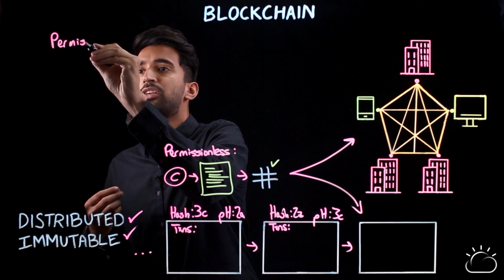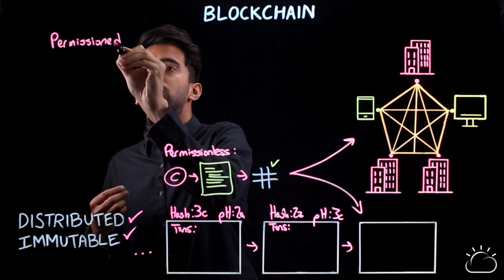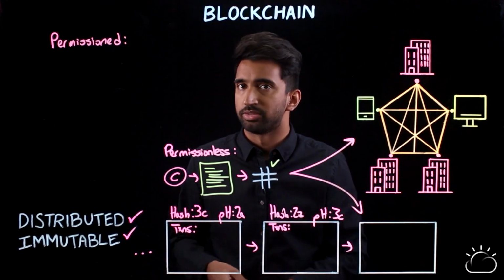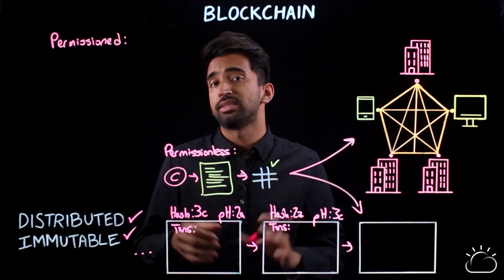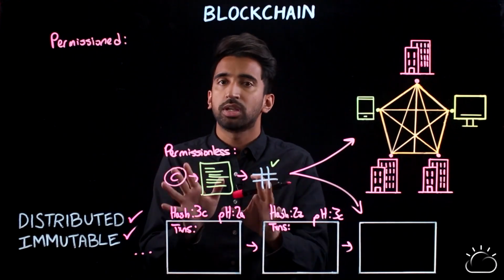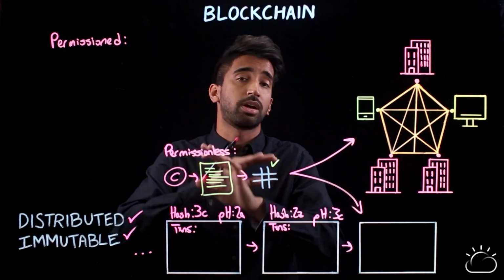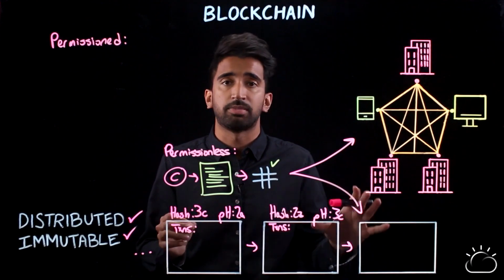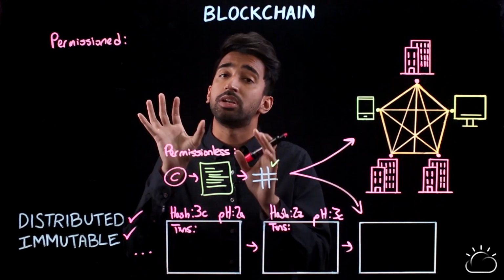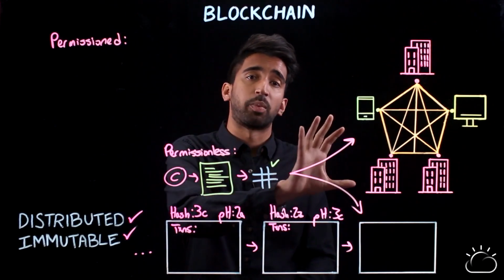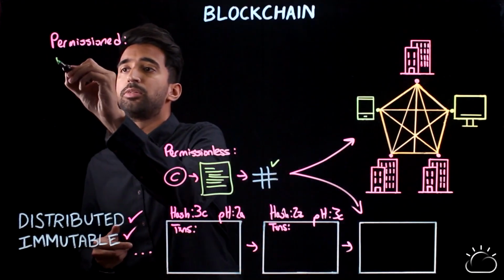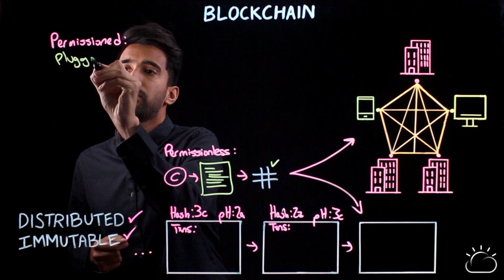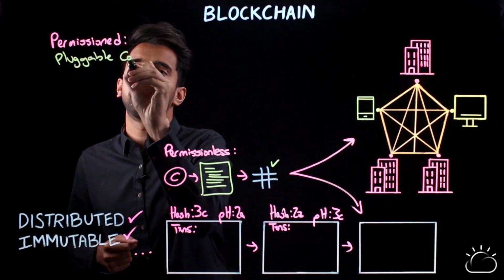So in a permissioned blockchain, so this would be something like Hyperledger Fabric, you have the idea of pluggable consensus algorithms. Now you don't want to do something like proof of work, because solving those complex algorithms just to find the next block is not necessary when the nodes within a blockchain network are trusted. So that's one of the first concepts here. So pluggable consensus.